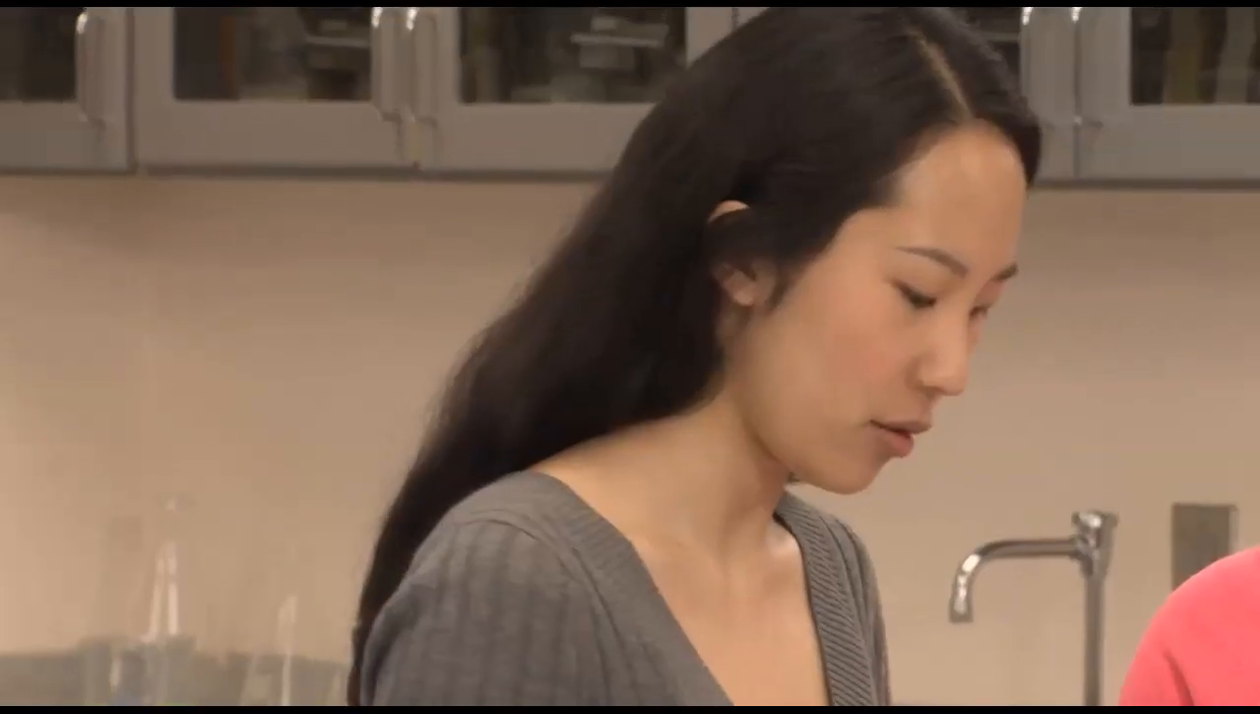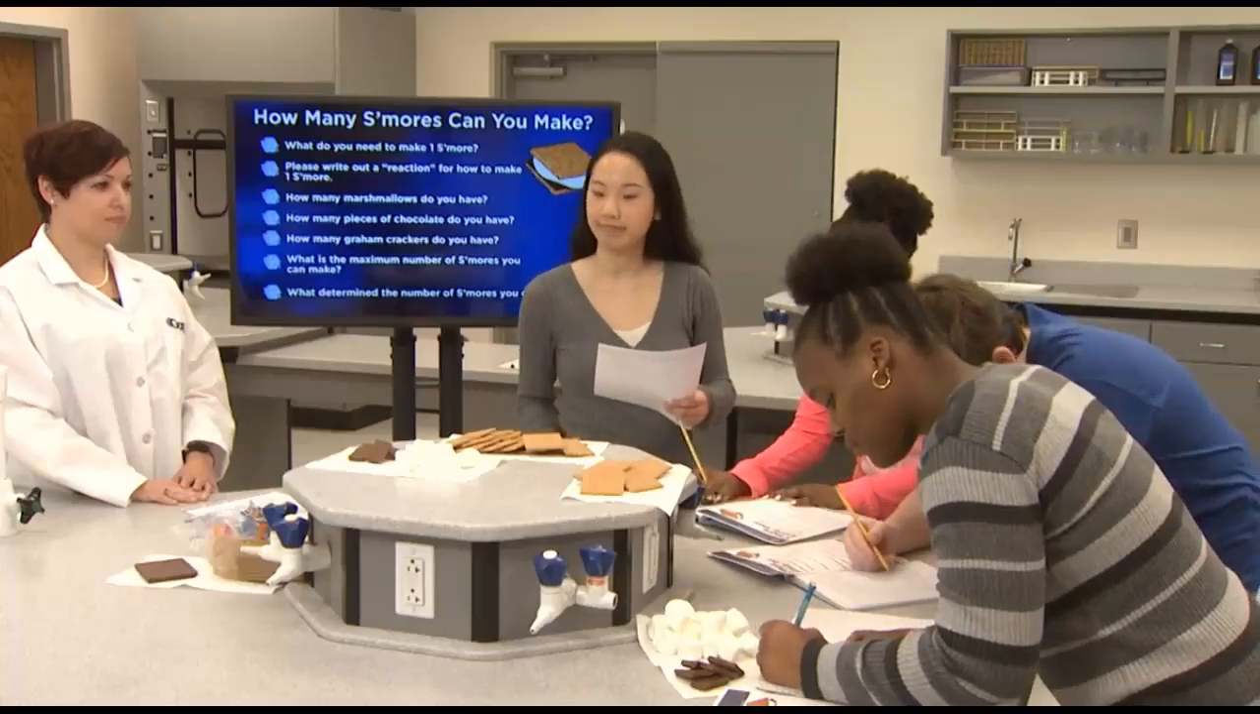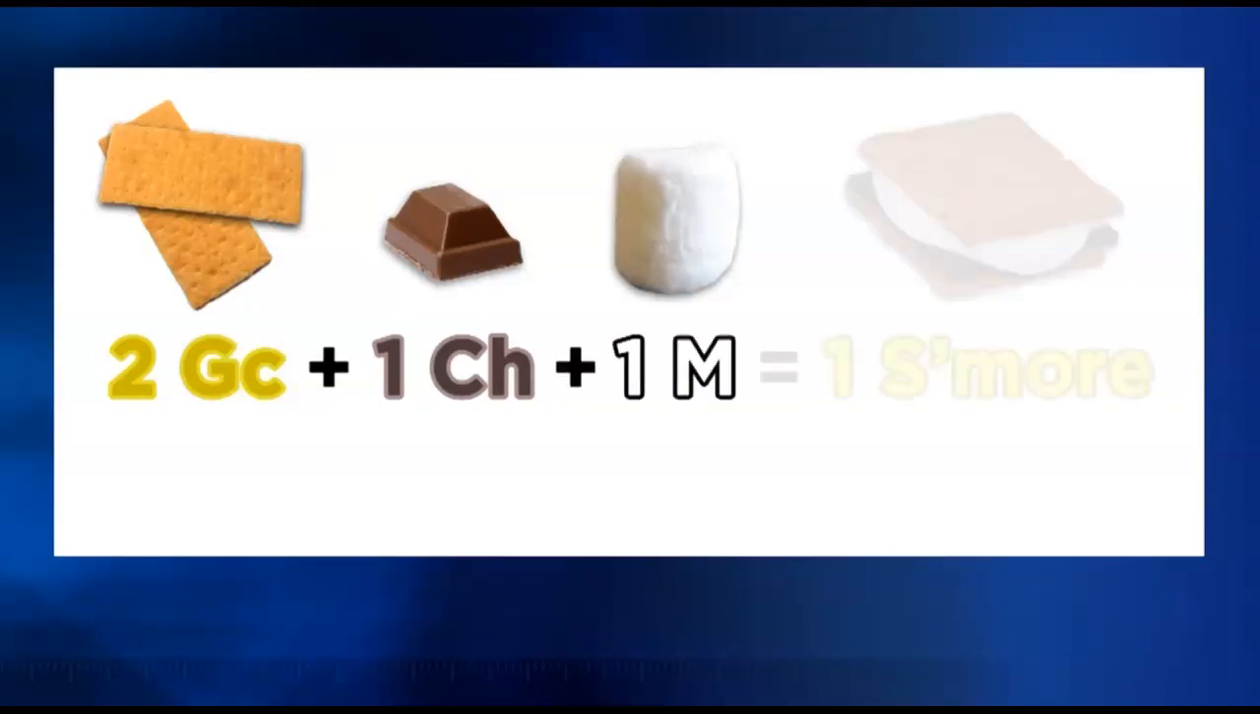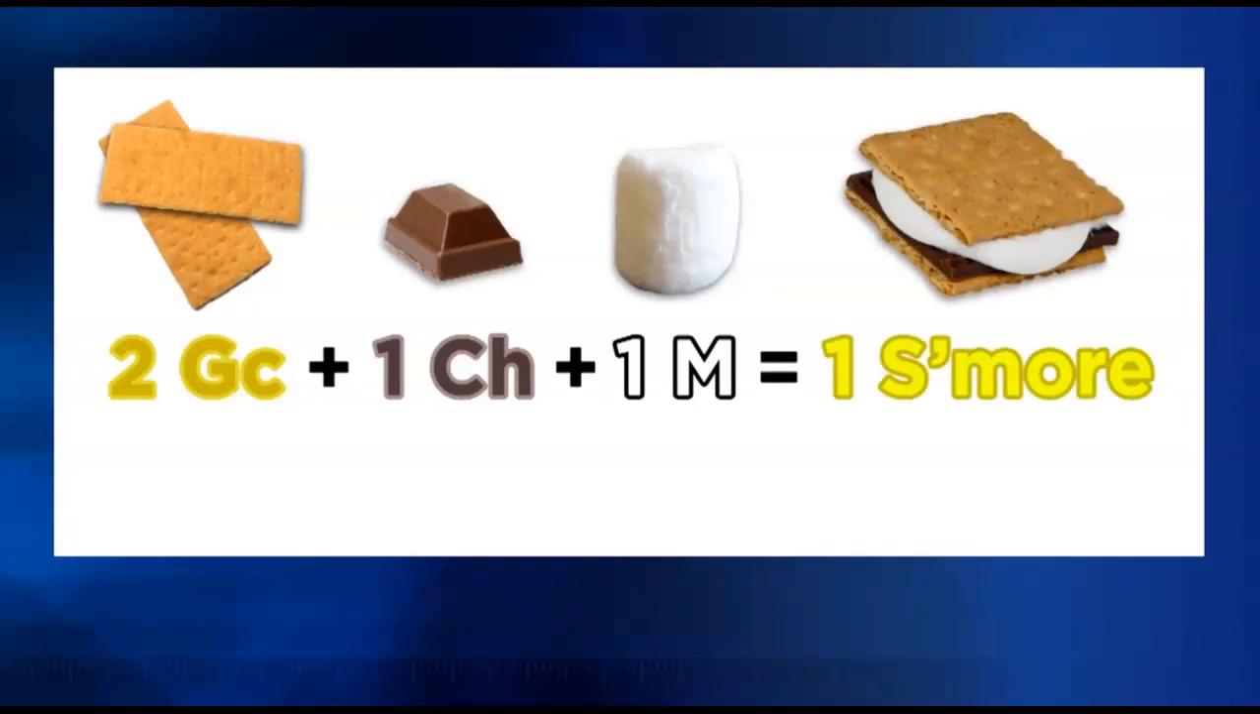Okay, so the first question asks, what do you need to make a s'more? So we need 2 graham crackers, a piece of chocolate, and 1 marshmallow. And the second question asks us to write out a reaction for how to make 1 s'more. All right, we can abbreviate these. So let's write 2GC for graham cracker, plus 1CH for chocolate, plus 1M for marshmallow equals 1 s'more.